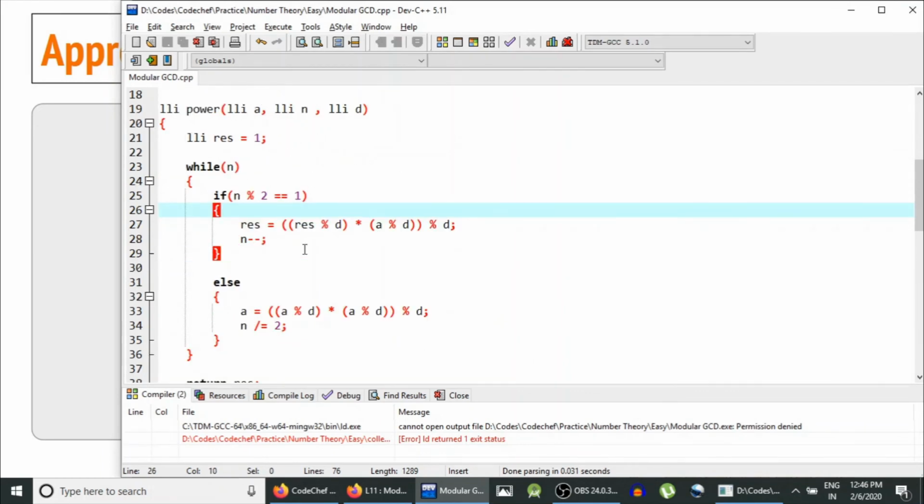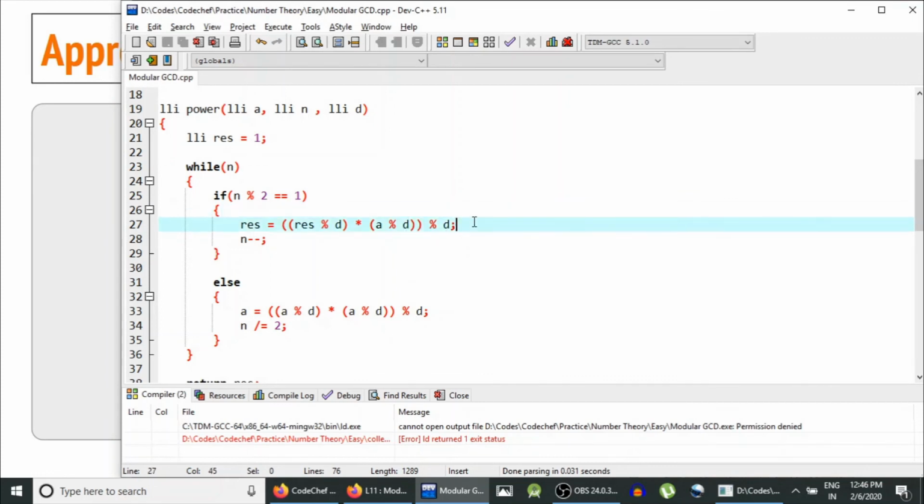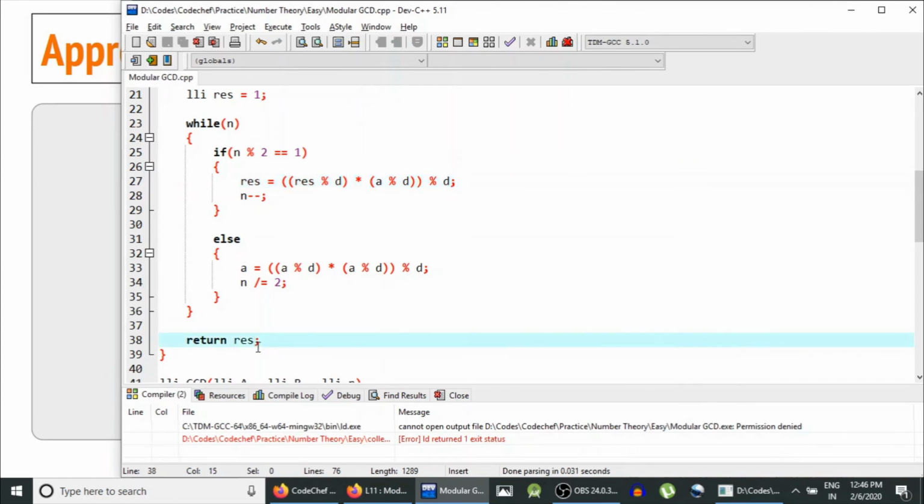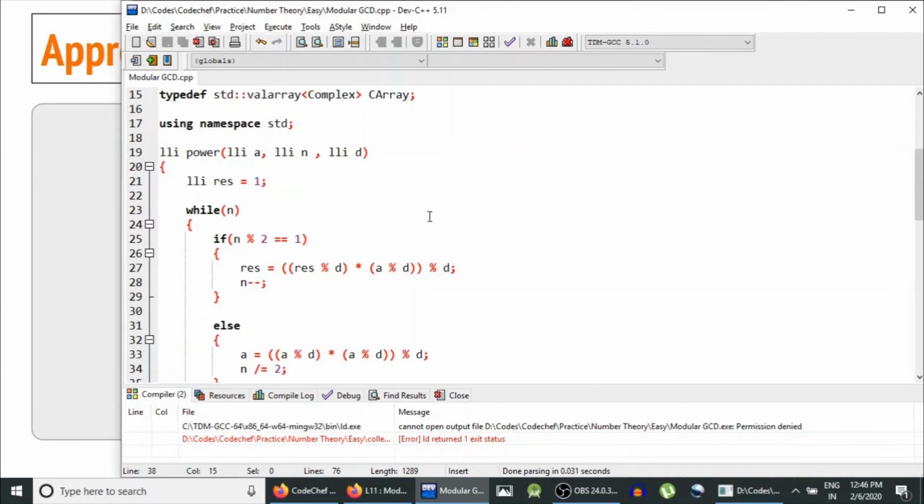This is basically an improvisation of the function that we've written previously, which is binary exponentiation. We simply replace all the multiplication with mod. We replace all a into b with a mod d into b mod d, and then whole mod d, and finally return the result. So this was all about this problem.